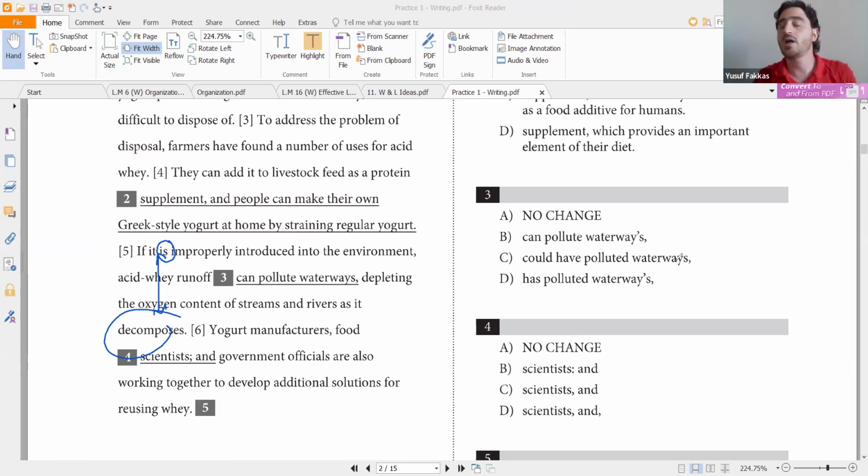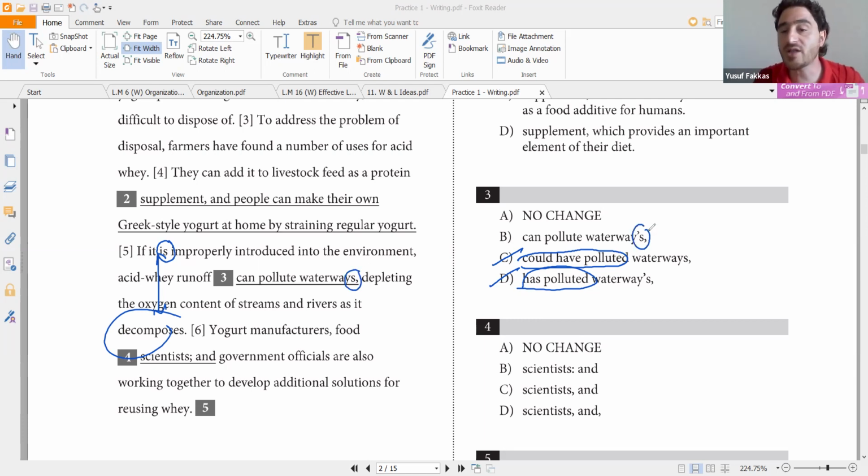What does that mean? I need also the 3rd verb to be in the present simple, which means now I can eliminate C and D. Both don't work because this is the past, could have polluted, and this is present perfect, but I need present simple. All right, so I'm done with the first issue. C and D are wrong. Now, A starts with can pollute and B also starts with can pollute. The other issue is, do I need the plural S or the apostrophe S?